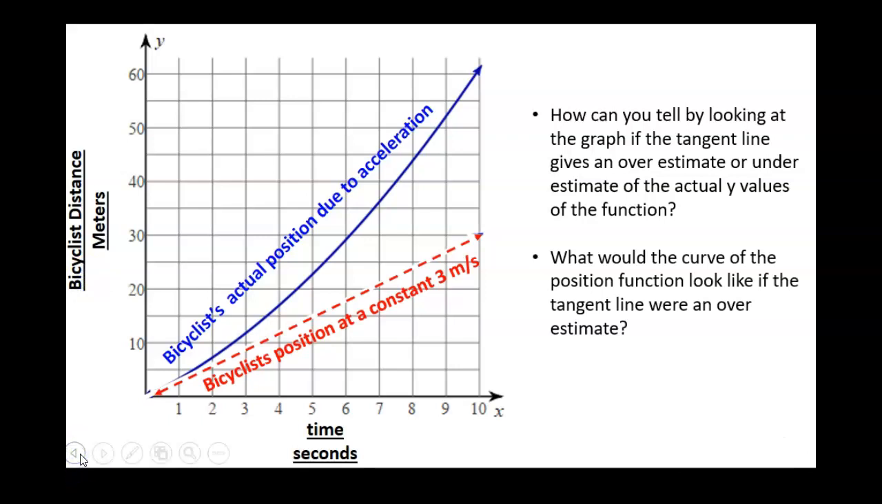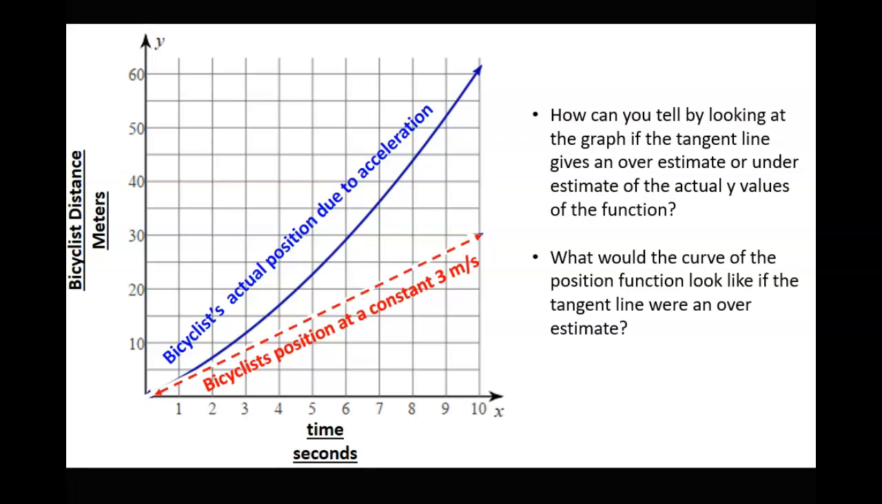What would the curve of the position function look like if the tangent line were an overestimate? In other words, the curve of the position function looks like this when it's an underestimate. I'm asking, what do you think it might look like if it were an overestimate? Does somebody want to sketch it?